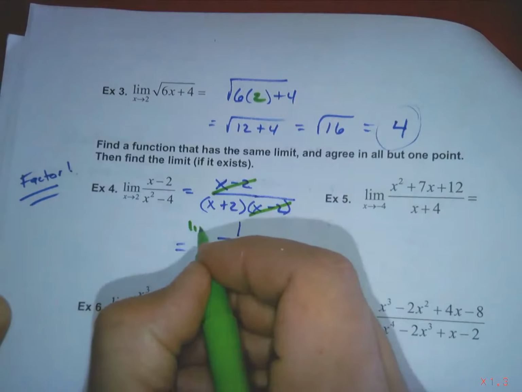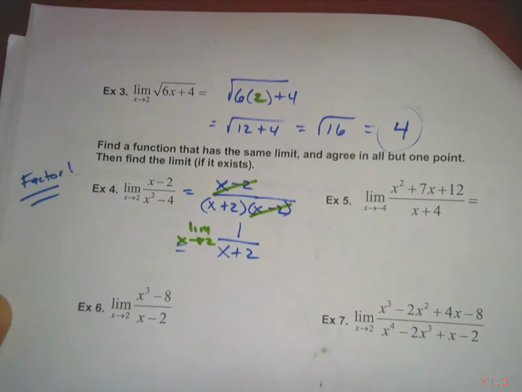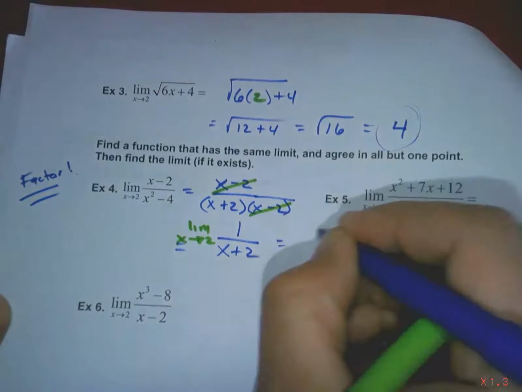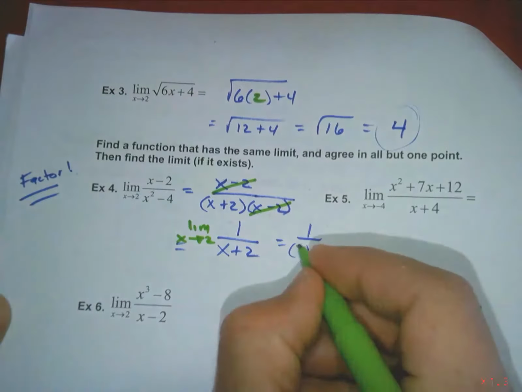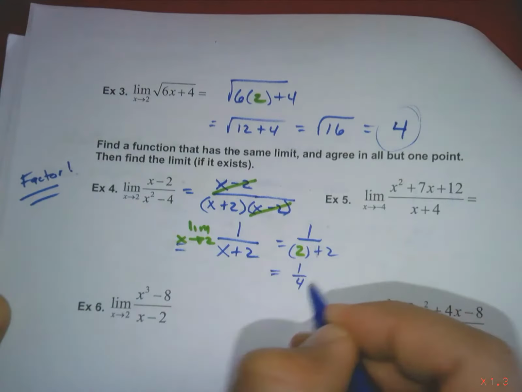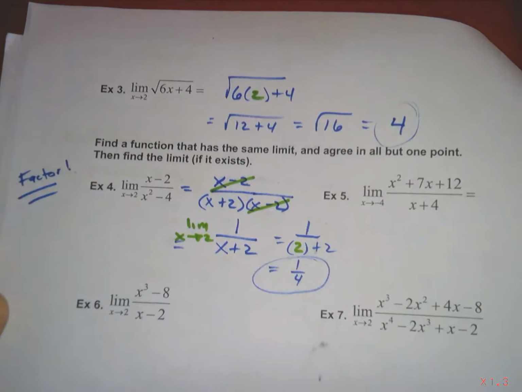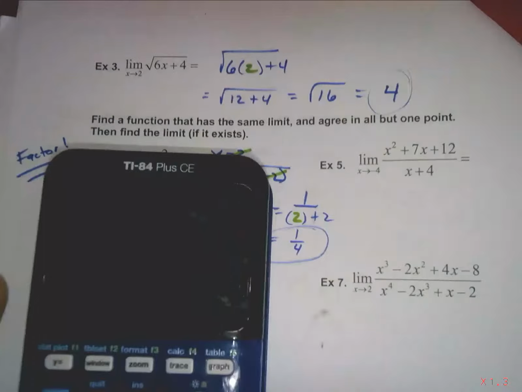Now we can find the limit of this function. Now we can take this 1 over x plus 2 and plug in 2. And it's not undefined anymore. Okay? So I simplify and I get 1/4. Okay? Now the reason why that works, let's look at this thing graphically.